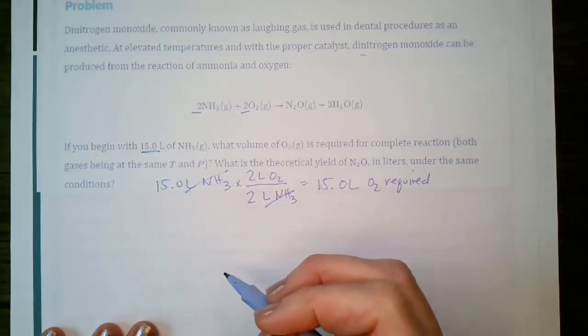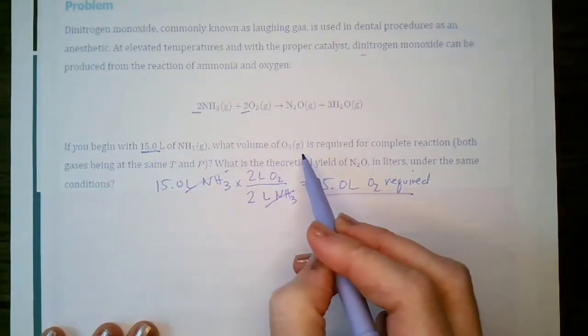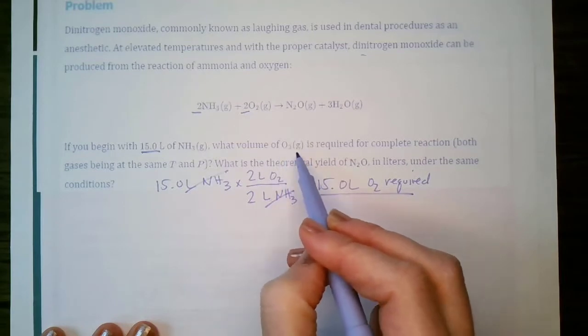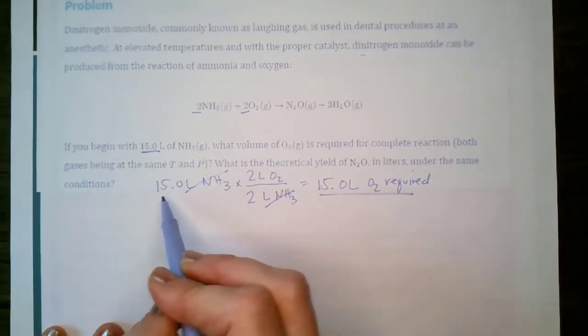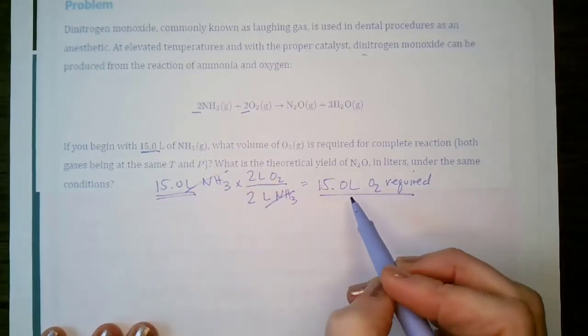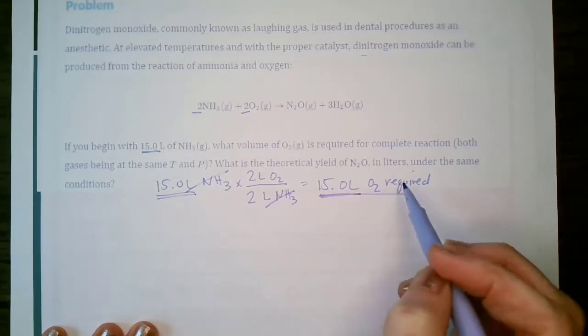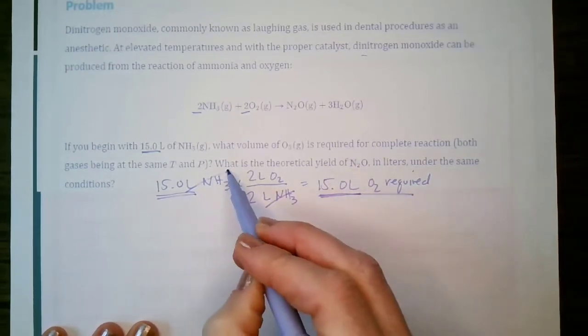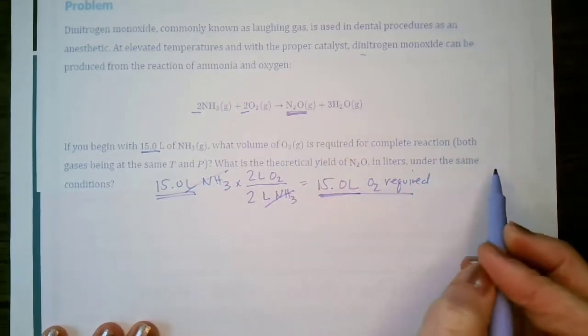And let's compare if I had, well, hold on, that's part A. What volume of oxygen is required for complete reaction? So that means all 15 liters of ammonia is going, it also means that I need 15 liters of oxygen required for this to work.